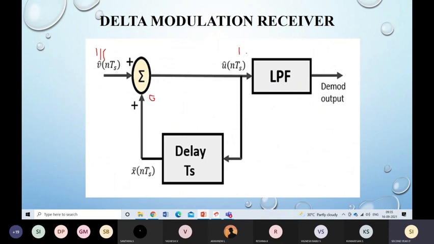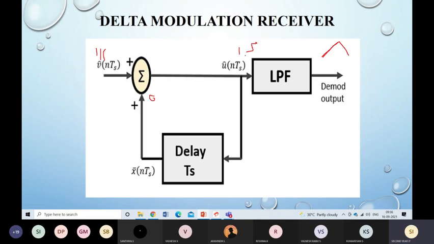So first it will generate the quantized output. So 1 you will get here. Then you are going to feed this quantized output to the low pass filter. What does the low pass filter do? It will smoothen your signal. It will smoothen the quantized output and generate a smooth analog signal like this. So it will filter the remaining part.